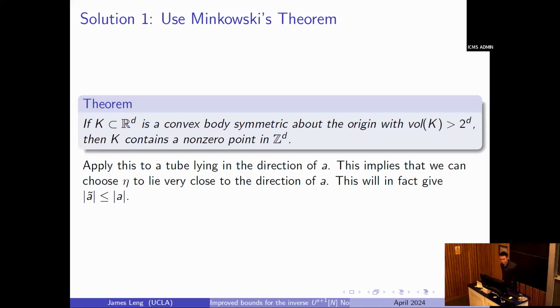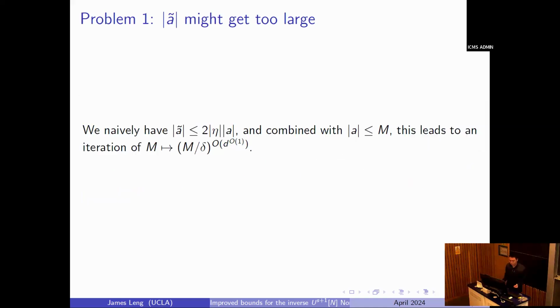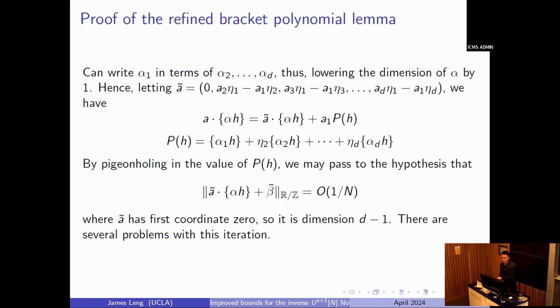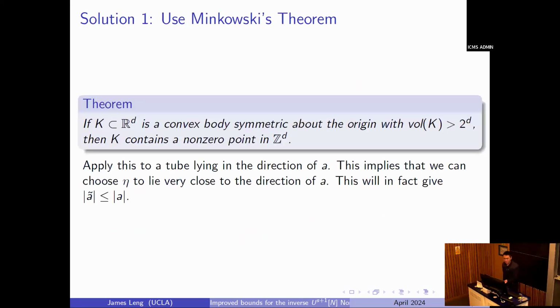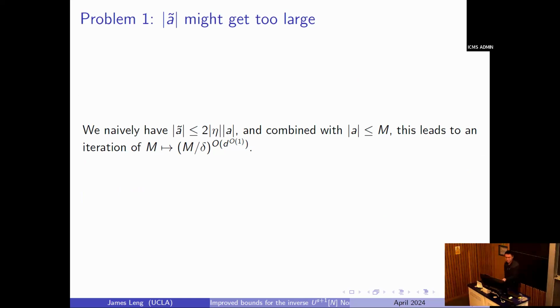And you could prove this by giving a slightly different proof of the result of Green and Tao by taking a tube lying in the direction of A. If this tube has large enough volume, larger than 2 to the d, it will contain a non-zero lattice point. And this lattice point is eta. Because eta lies very close to a tube, when you do this reduction step, this will actually decrease the size of A. So A tilde will actually be less than A, and nothing really happens to this M variable.